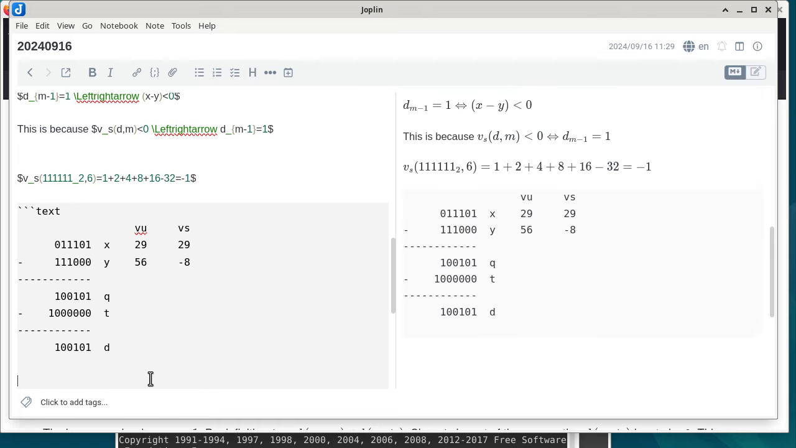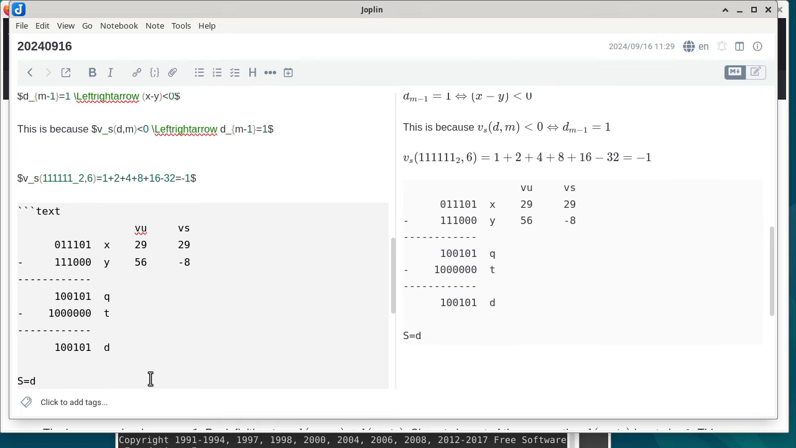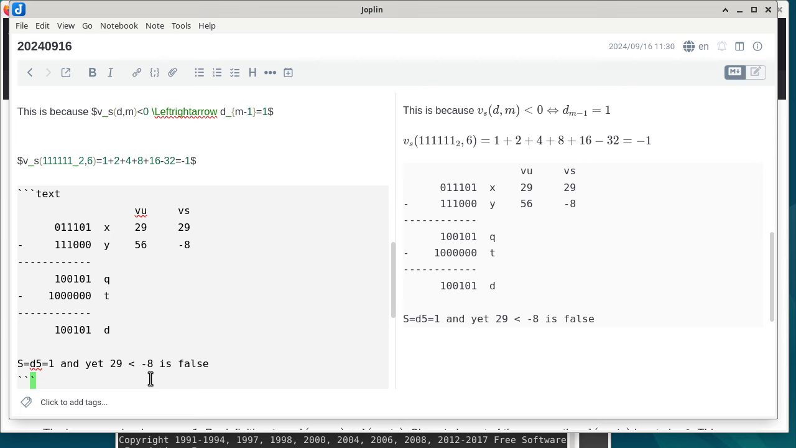The sign bit, which is D5, is a 1, and yet 29 is less than negative 8 is false. It's giving us the wrong conclusion, so we want to find out why. And I have one more example to illustrate why sometimes it does not work.